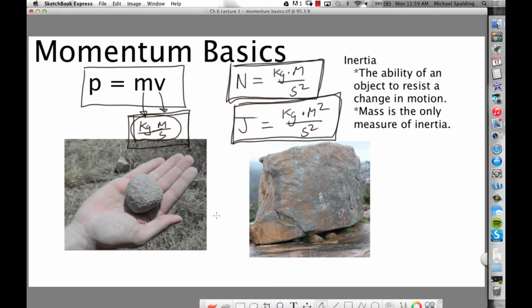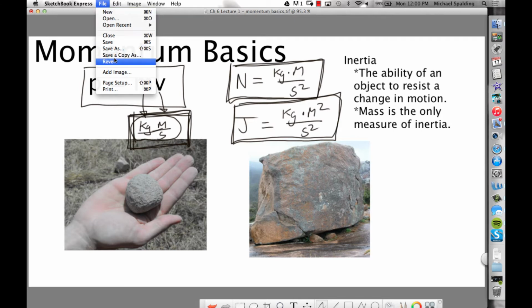Now, there is no shortcut unit for momentum. You have to write the whole thing out, kilogram meter per second, okay? There's no shortcut like there was for force and work and energy.